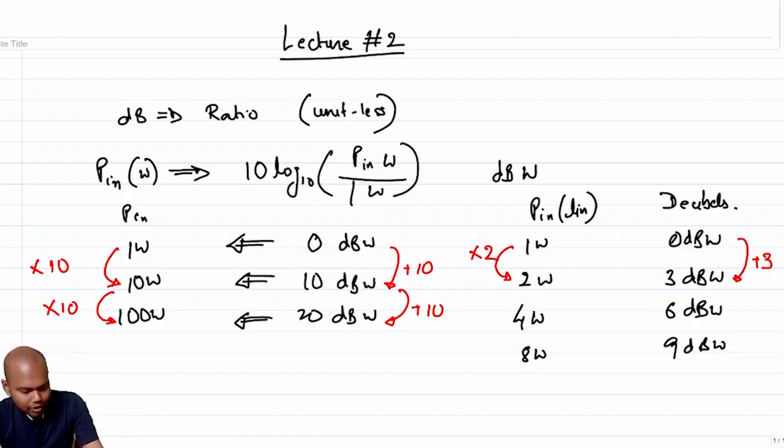Suddenly if I tell you that I have a 30 dBW power, and I want to reduce the power from 30 dBW to 20 dBW, then how much am I decreasing? I am essentially decreasing the power by 10x.